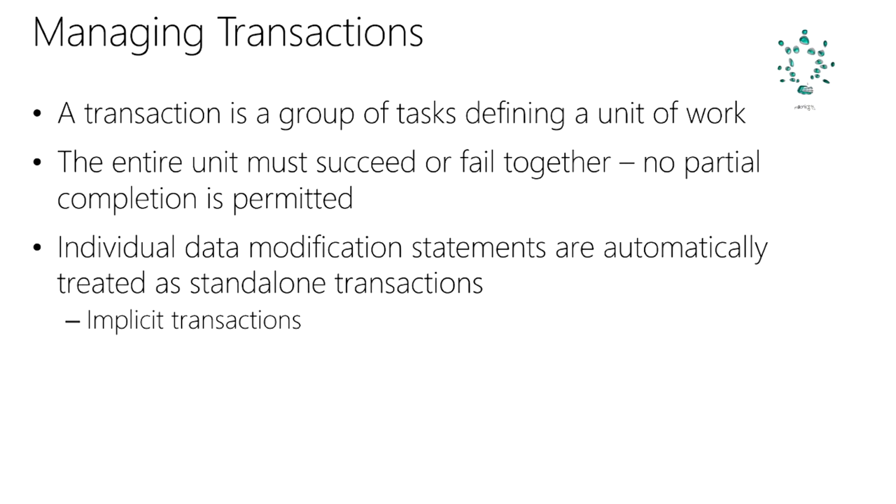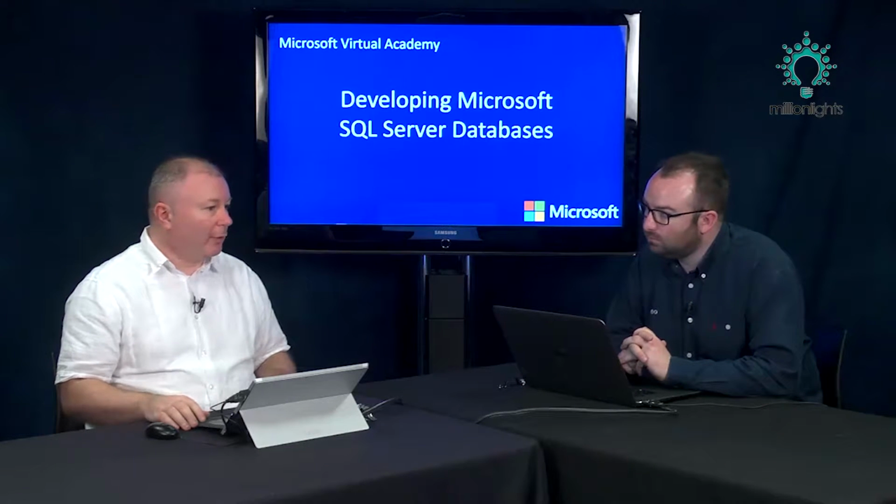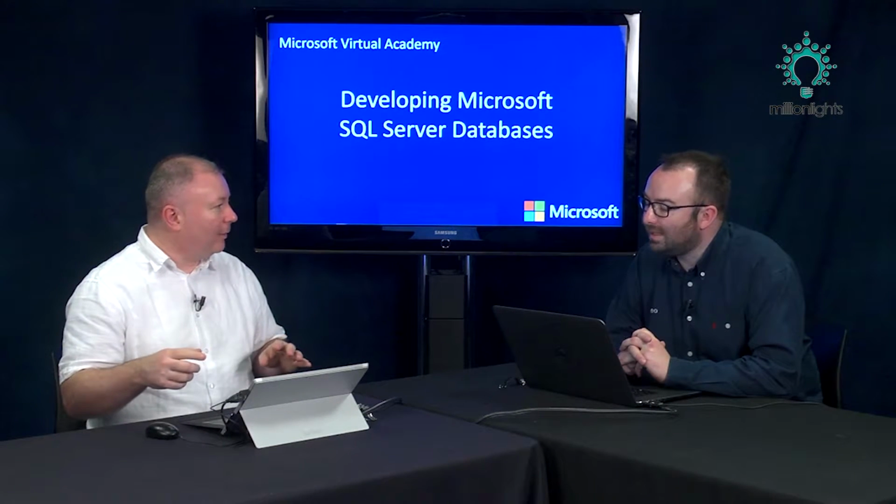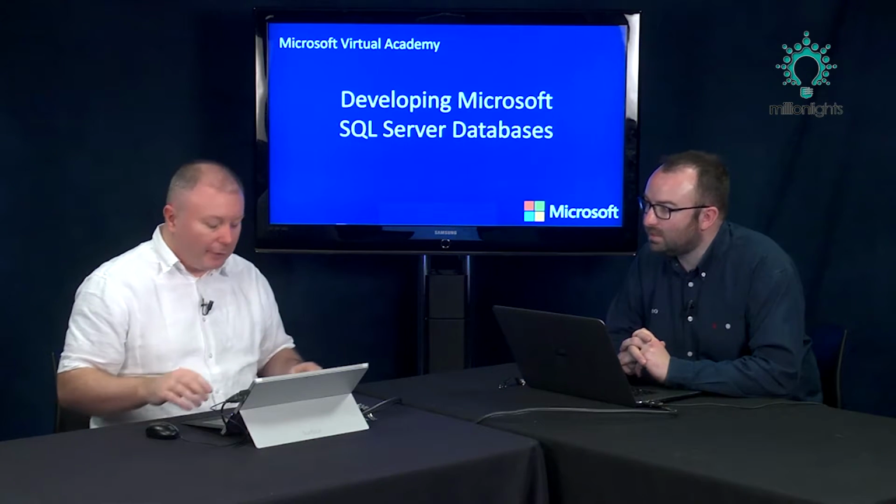Individual data modification statements are automatically treated as standalone transactions, and we call these implicit transactions. If you did a single update statement, that's an implicit transaction where it will either succeed or fail. It won't partially complete. So if I were updating all of the rows in a table where the value was something, it wouldn't get halfway through and update some of them but leave the rest as they were. Either they all get updated or... Exactly. And you don't need to make it explicit that it's a transaction because it's implicit in what you're trying to do there. Okay.